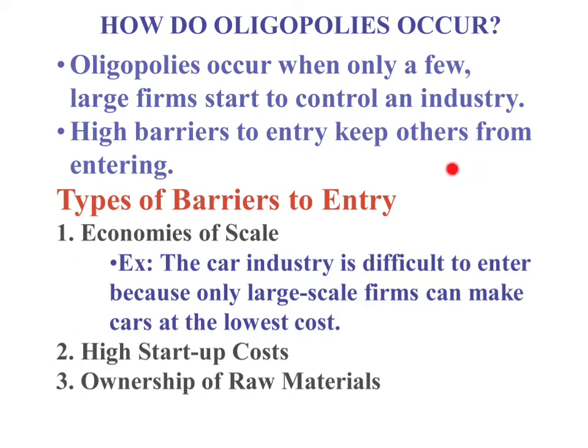And high barriers to entry are generally in place so that other firms can't enter. If we're talking about a barrier to entry, there's a variety of some, and they're a little bit different than monopoly. Remember, monopolies have complete barriers to entry. One example of a barrier to entry for oligopoly would be economies of scale.